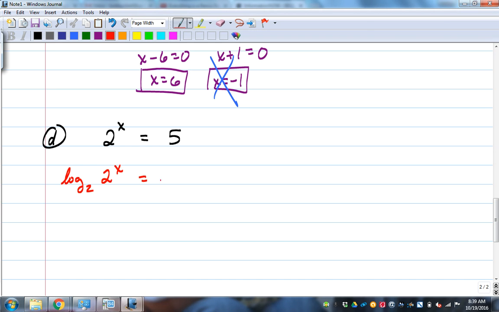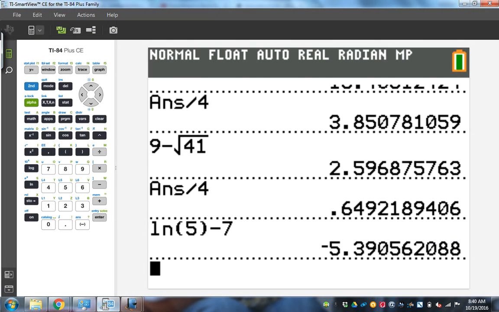And I'm writing an extra step here. I would normally just write it onto the problem there, but I'm writing it as an extra step. So these two cancel each other out. And then we get just x equal to log base 2 of 5. Let's get a decimal approximation for that. Log base 2 of 5. We want to be able to get an exact answer and a decimal approximation.